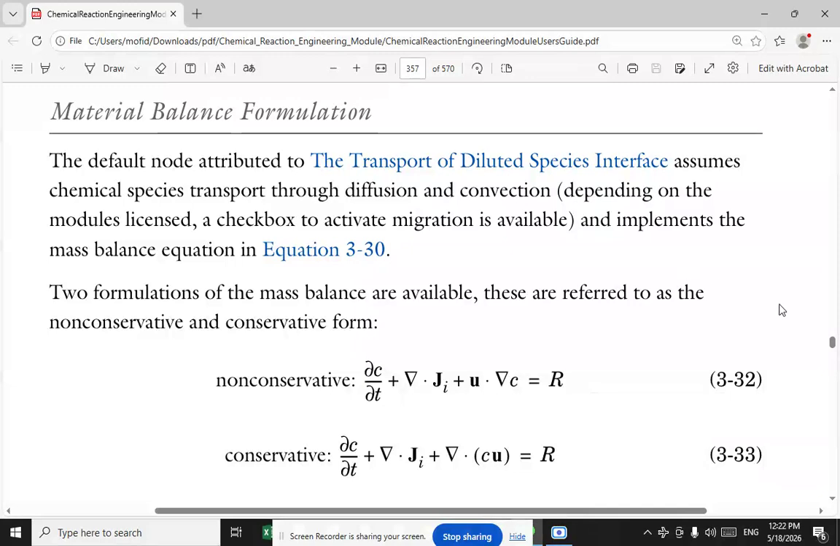The default node attributed to the Transport of Diluted Species interface assumes chemical species transport through diffusion and convection, depending on the module's license. A checkbox to activate migration is available and implements the mass balance equation in equation 3-30. Two formulations of the mass balance are available. These are referred to as the non-conservative and conservative form.